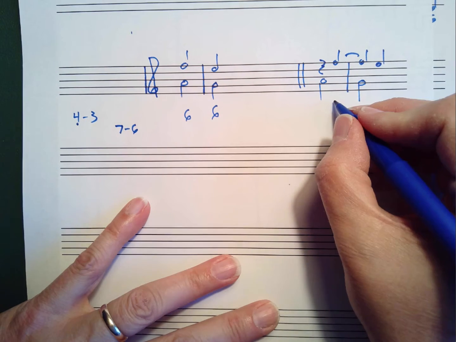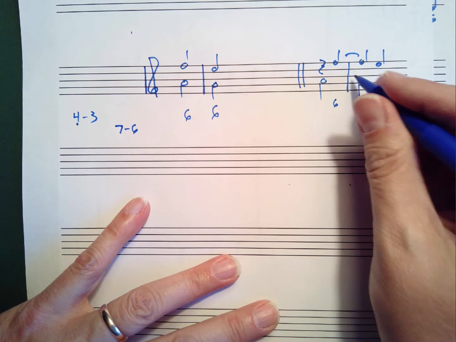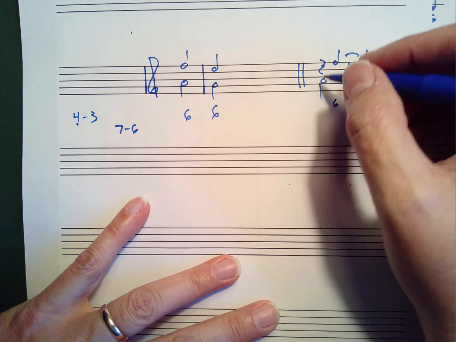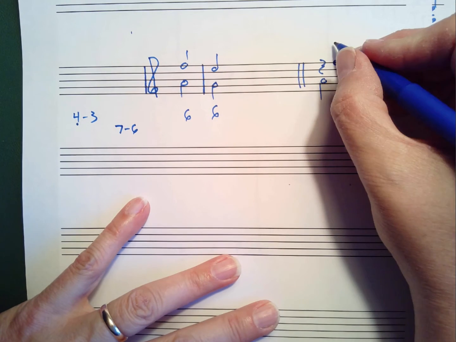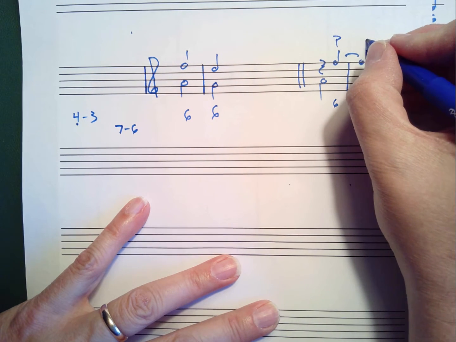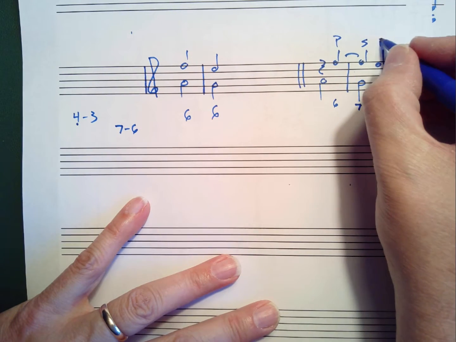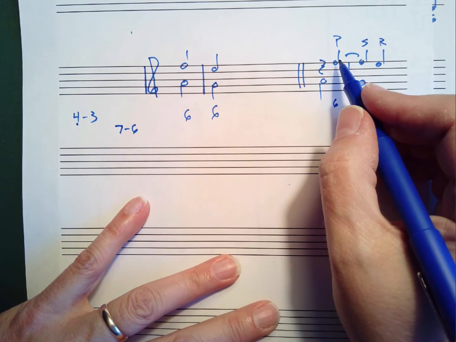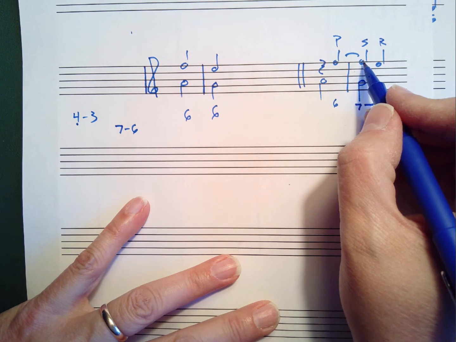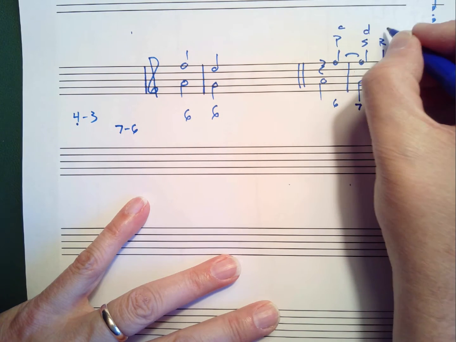And now this gives us a 6 on beat 2, which ties over, becoming a 7th, which is dissonant, which resolves down to a 6th. So once again, this is a suspension, which has a preparation, which is consonant, the suspension itself, which is dissonant, and then the resolution is consonant. The preparation enters, it ties over, becoming the suspension, and it steps down to the resolution. Consonant, dissonant, consonant.